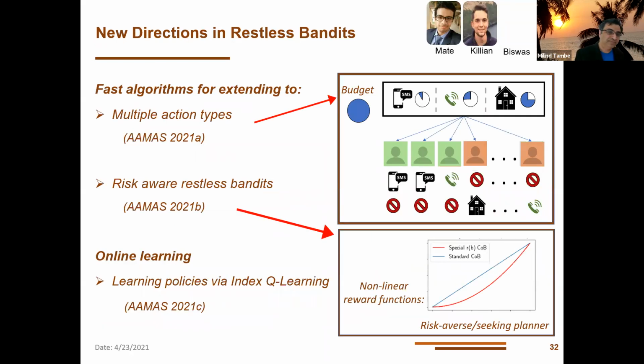I wanted to talk about 2 directions that we are pursuing. So in terms of algorithmic improvements, previous work has often focused on 2 actions per bandit. So essentially either call or not call would be the 2 actions. Instead, now we have extended it to multiple actions. You could imagine a patient being called, sent an SMS. You could go to their home. So there are multiple action types. There may be risk averseness on our part, so risk-aware restless bandits. And I mentioned earlier that we start with an assumption we know the transition probabilities, but we are also looking at learning these Whittle index values via Q-learning.